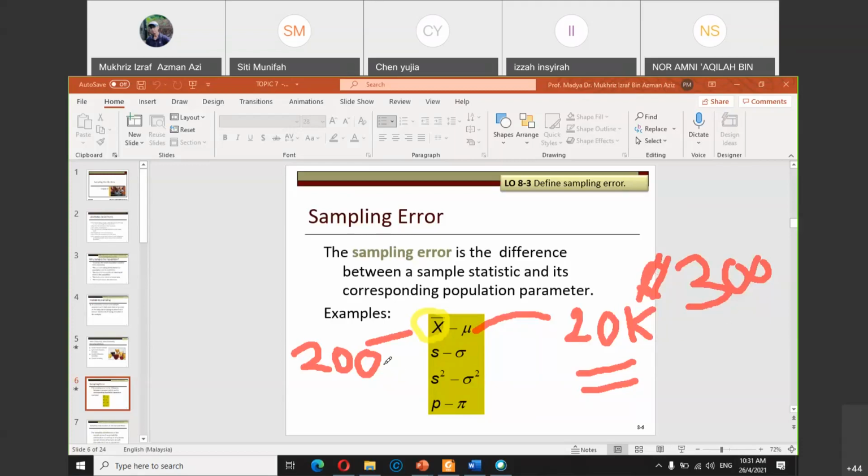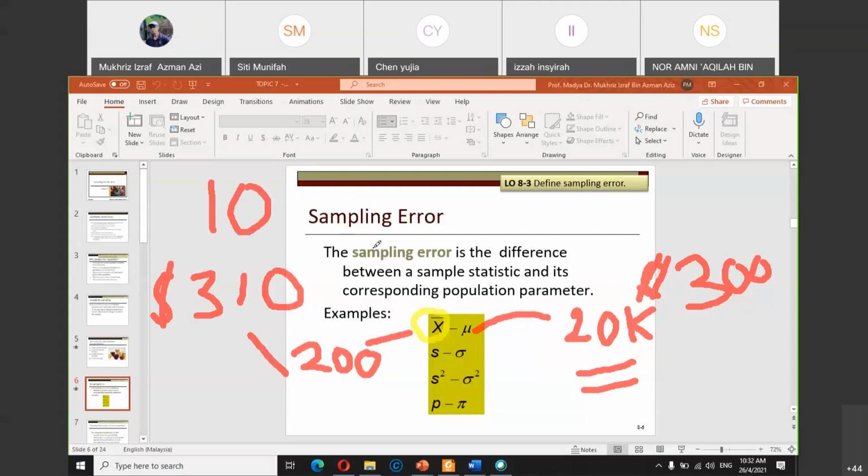Okay, but if you were to rely on the 200 students only from the sample, you will not get exactly the value of the mean. The value of X bar will not be exactly equal to the population mean. So let's say you end up getting the X bar, the average spending on food from these 200 students, of 310 ringgit. That is the average spending on food using data from the 200 students. So 310 minus 300, we get 10 ringgit.